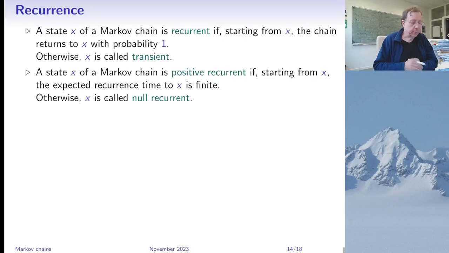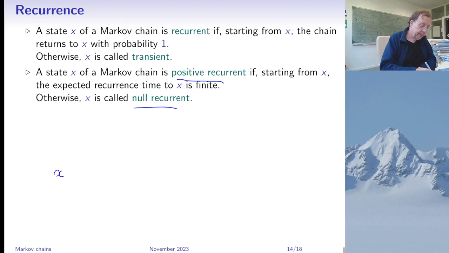Then we have a stronger property called positive recurrence. Positive recurrence means that in addition to being recurrent, I will return to my state X, but the expected time is finite. So that is a stronger property. It may be that I return to my state at some point with probability 1, but that the expectation of the time is infinite. So if it's finite, this state is called positive recurrent, and if not, it is called null recurrent.